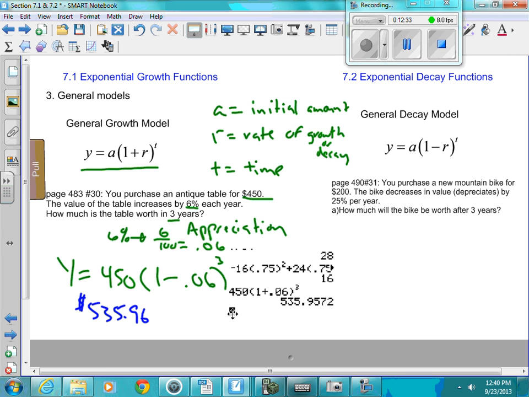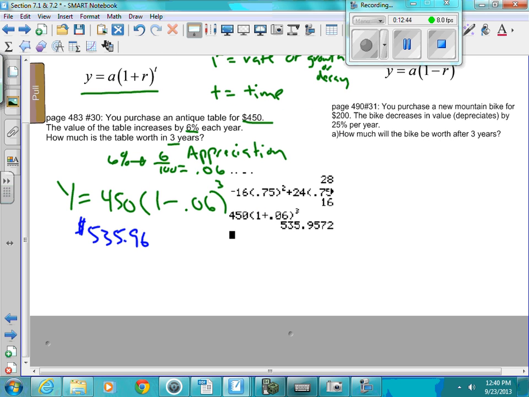How about a decay function? You purchase a bike, a new mountain bike for $200. The bike decreases in value, it depreciates, by 25% per year. Why might it depreciate per year? You might think about that. Well, just like with cars, you're going to put wear and tear on it, and it's going to break down. It's going to need to get fixed, so it loses value.